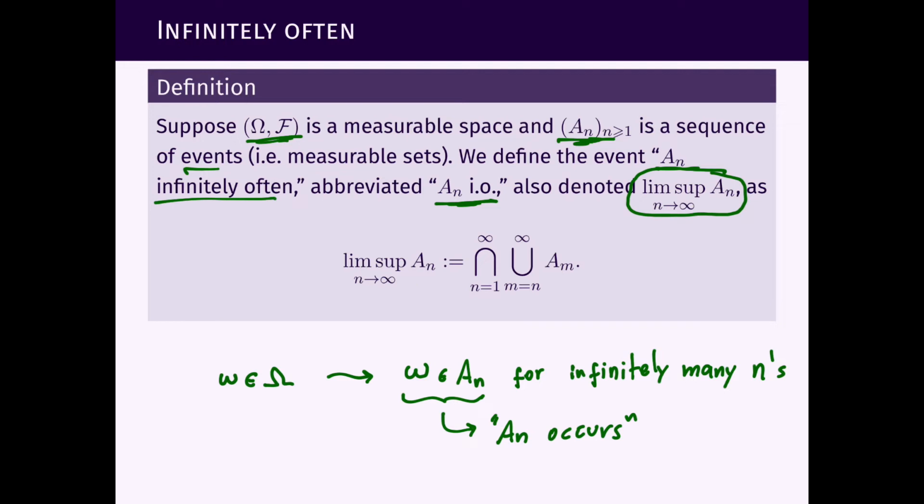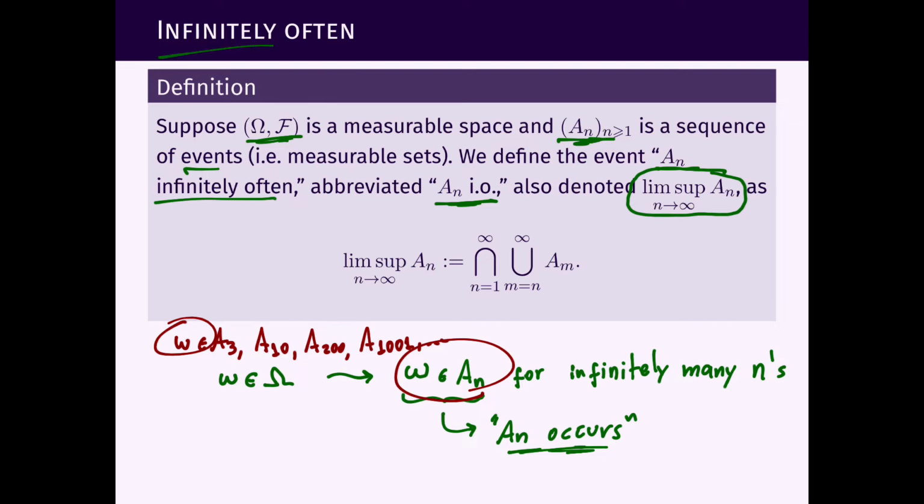So when we say infinitely many events occur from this collection, it means omega belongs to infinitely many of these A_n's. For instance, it can be omega belongs to A_3, A_10, A_200, A_1001, and so on. So there are infinitely many sets that contain this omega. So this is the definition of infinitely often.